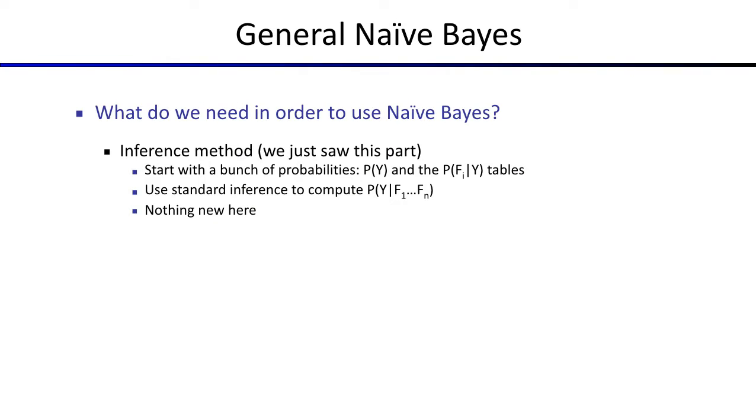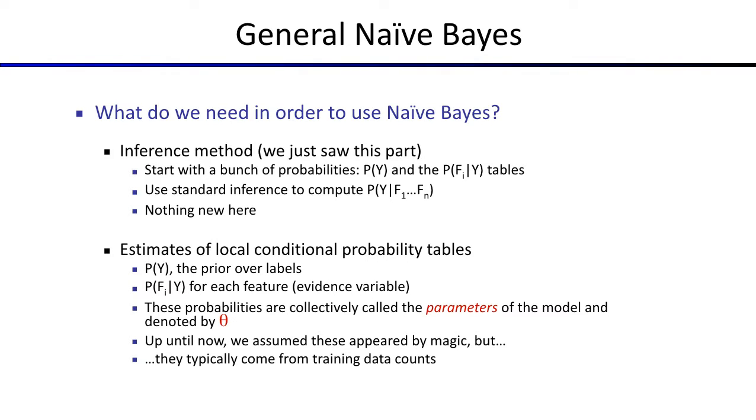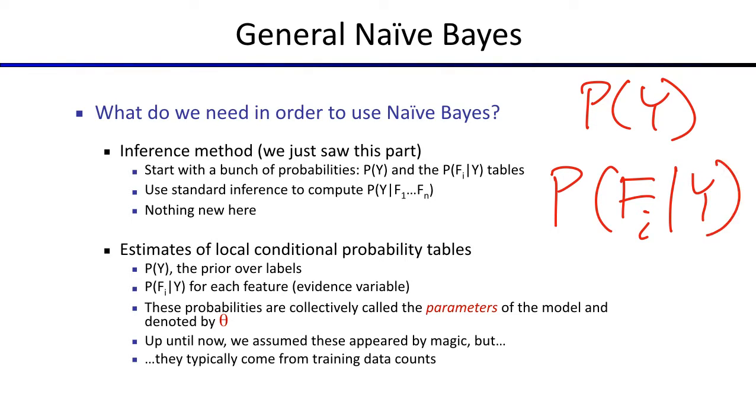So what do we need to actually apply this naive Bayes thing in practice? Well, we need the inference technique, which is what we just saw, which is given that I've already learned all of the parameters for this model, how do I actually figure out my distribution over labels? But the other part, and the part that is really about machine learning, the part that we're talking about today, is learning these local conditional probability tables, is learning what P of y looks like, and learning what each of these P of f sub i given y looks like.